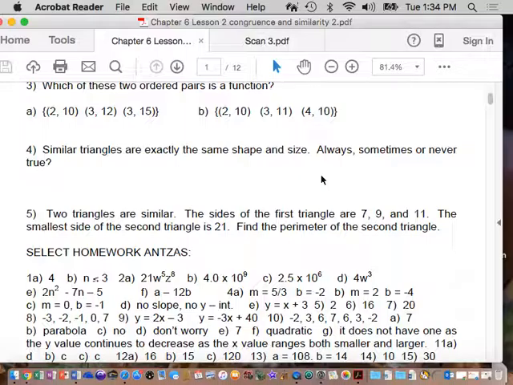Two triangles are similar. This one I need to do on the board. As soon as I read that triangles are similar, in my mind, I'm thinking, little is to big, as little is to big, little is to big, as little is to big.